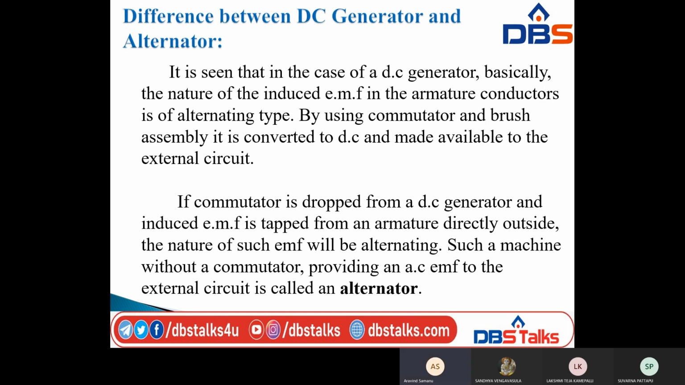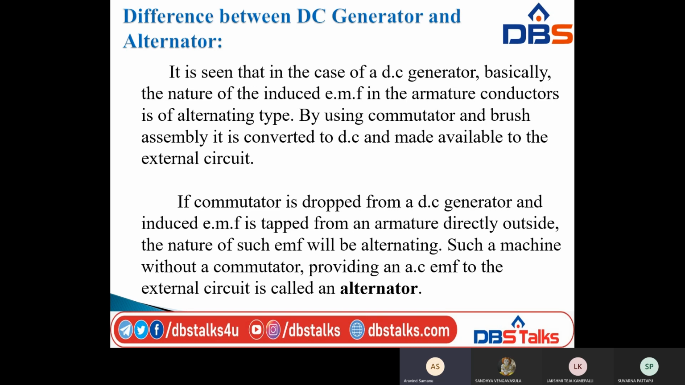Here I am telling the difference between a DC generator and an alternator. In the DC generator, the nature of the induced EMF in the armature conductors is alternating type. At that condition I use the commutator component. This commutator is used to convert the alternating type into DC, and the converted DC is made available to the external circuit in the DC generator. But in the alternator we are not going to use the commutator.